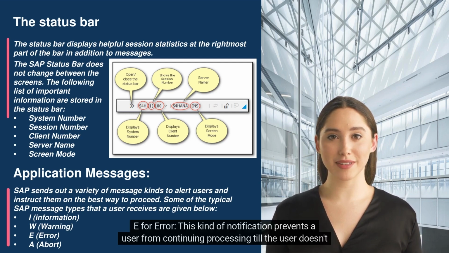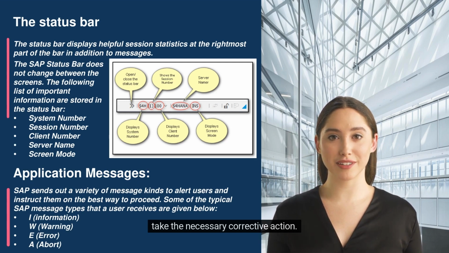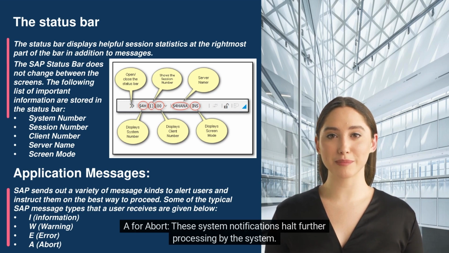E for error. This kind of notification prevents a user from continuing processing till the user takes the necessary corrective action. F for abort. These system notifications halt further processing by the system.